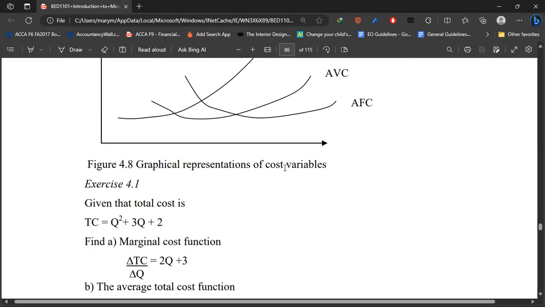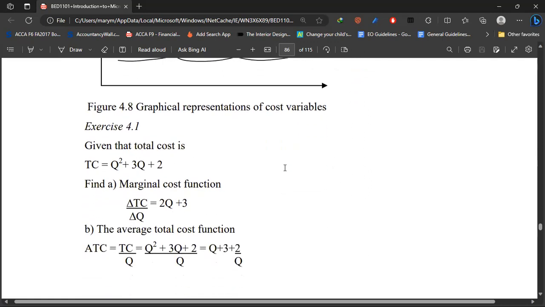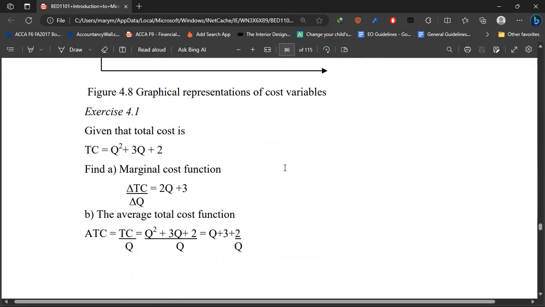Now, when you look at the aspect of illustrations, already for one, which we are given here, an examiner is asking us, can we be in a position to get the marginal cost function? Because already he has given you the total costs, but he wants us to calculate the marginal cost functions.